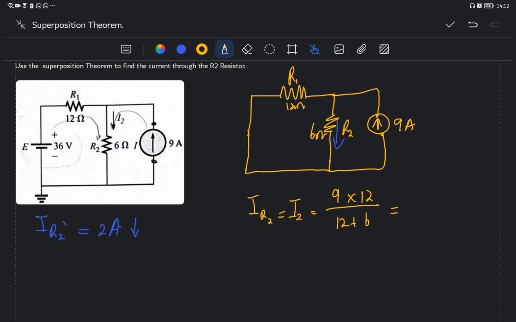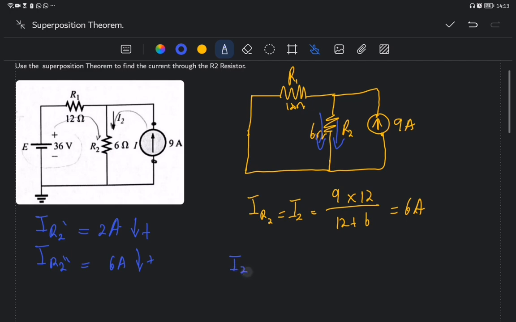Okay, so we've got our current there is actually found to be 6 amps. So current flowing there is actually 6 amps. We can see that the current is flowing in the same direction as the first one, right? So IR2 prime prime is equal to 6 amps going down, right? Since they're going in the same direction, we'll add them together to find I2.